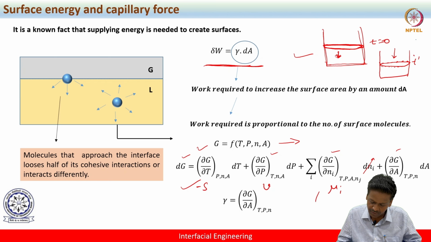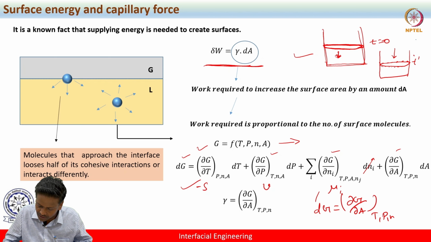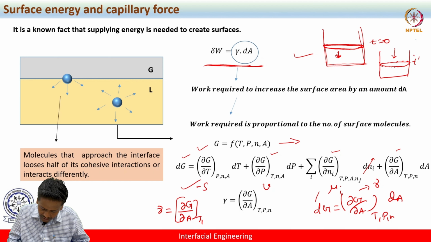In such a case, you would get dG as simply ∂G/∂A at constant T, P, N, times dA. So this partial derivative is defined. We denote this partial derivative as gamma. This is nothing but surface tension. So you can also define surface tension in this way: surface tension is nothing but ∂G/∂A at constant temperature and pressure for a pure component.